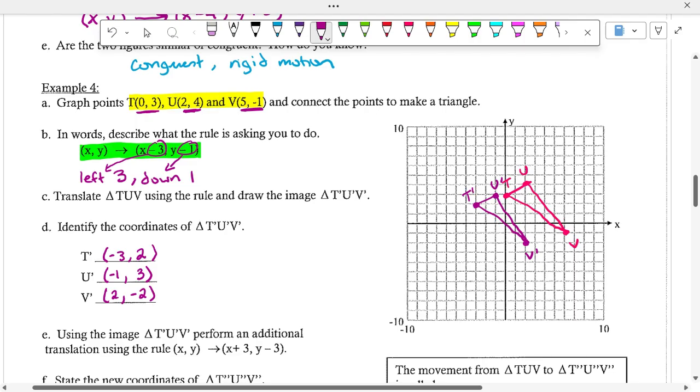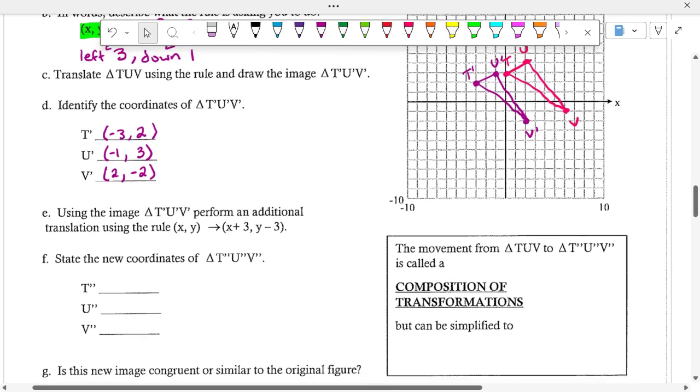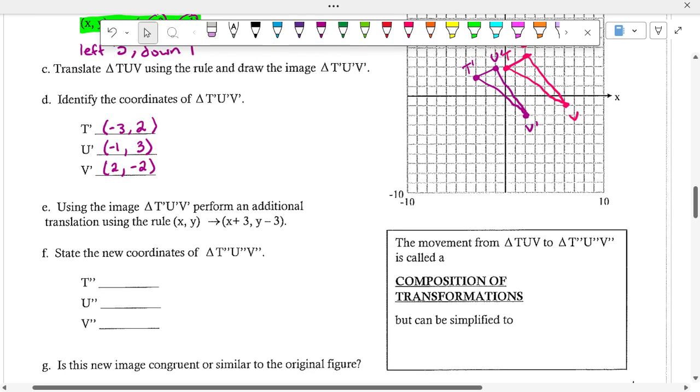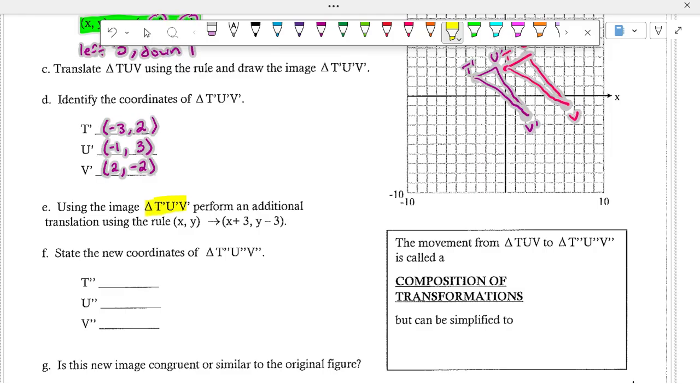All right, so there's our new figure. Now, here's the difference. So our next step is we're going to use our new points, so the ones we just found in purple, and then we're going to translate those points using this rule. So, what would be this rule in words?